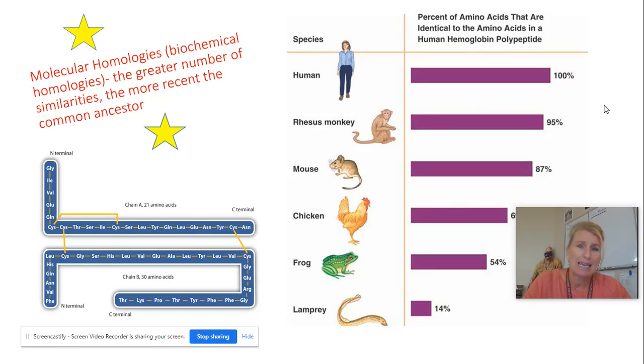And we can basically say that the more DNA an organism has in common with another group, the more recent their common ancestor. In no way are we saying that because, in fact, humans and chimps share like 97% of the same DNA in terms of similarities. We're not saying humans came from chimps. What we're saying is humans and chimps had a common ancestor not too long ago on the evolutionary scale.